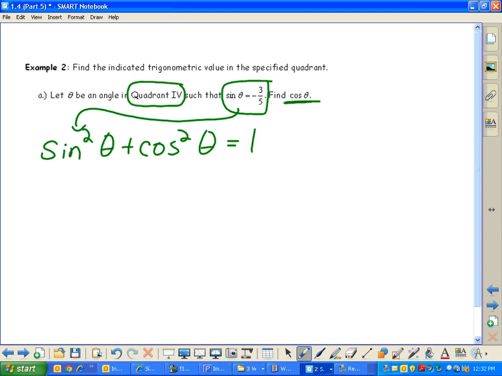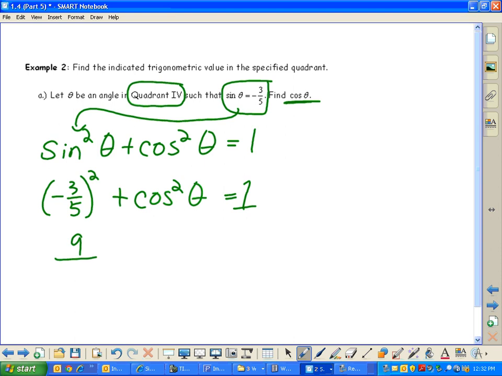What's up, Clay? Oh, yeah, I forgot. Sorry. So you have -3/5 squared up. And then now we're still trying to solve for cosine there. Remember when you square a fraction, you square the top and you square the bottom. So squaring 3, you get 9. Squaring 5, you get 25.